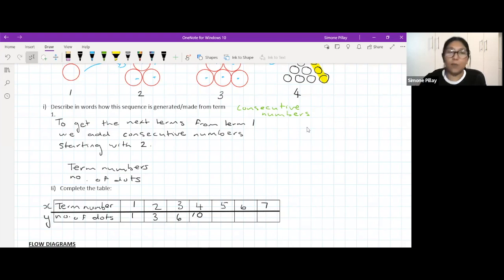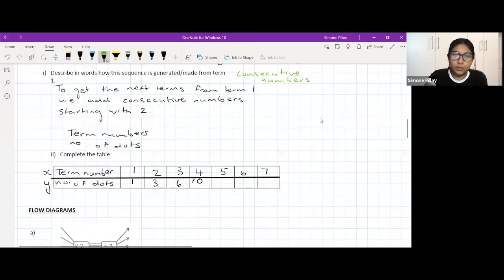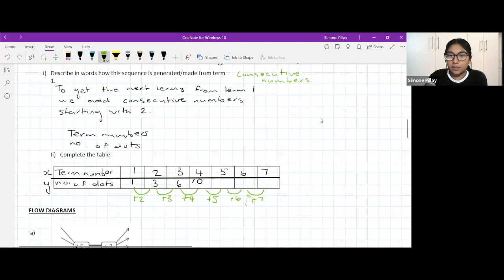Now, how do I fill in the missing ones that I don't have pictures for? That's not so hard. Why? Because we've already written out what our rule is. My rule was to add consecutive numbers starting with 2, which means from here to here, I started with 2, add 3, add 4. From term 4 to term 5, what am I doing? I'm adding my next consecutive number. And I'm just going to go on adding my consecutive numbers. And that is going to be how I fill in my table.